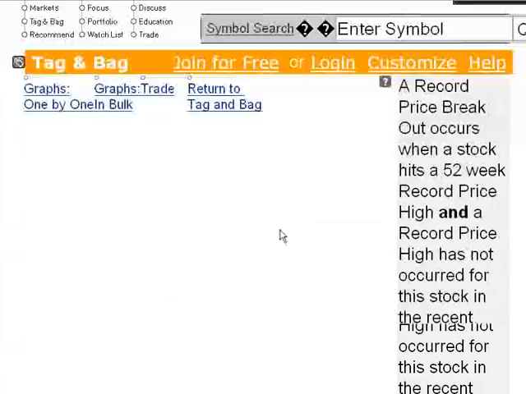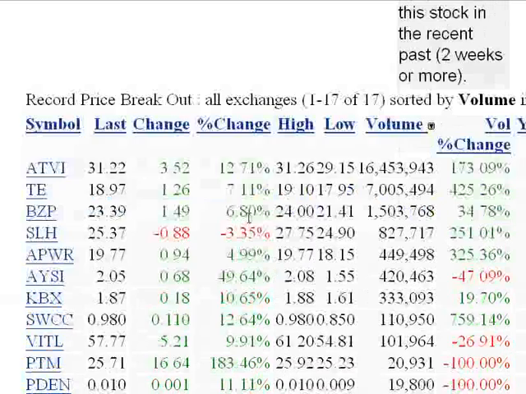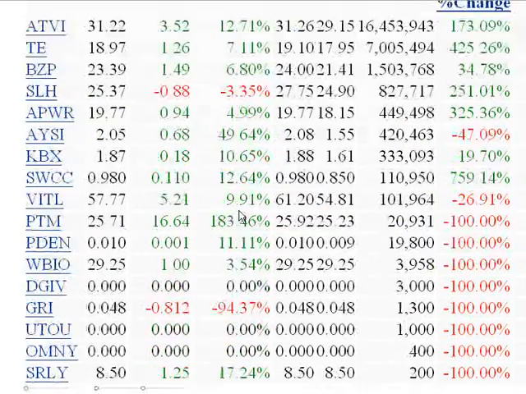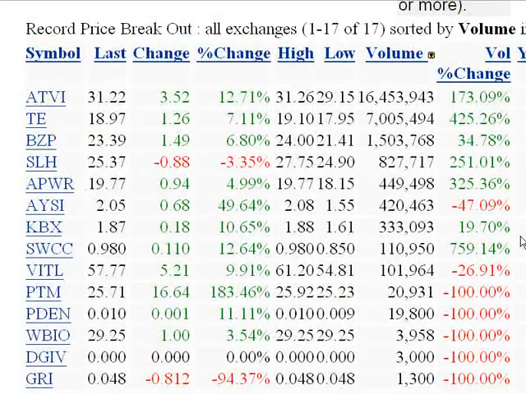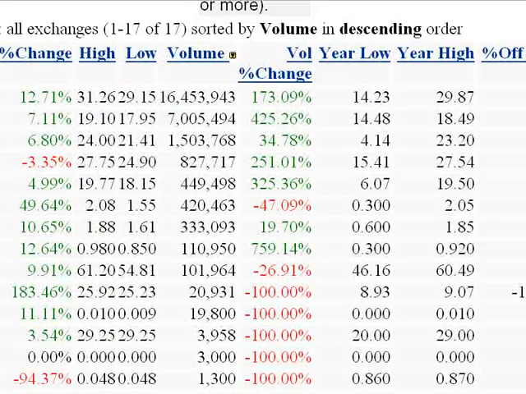And the great thing about ClearStation is almost all the information you need for finding the stocks that meet our 3 different points is sitting right here. Obviously all these stocks are record price breakouts, and then in this column all the way to the right, I'm going to scroll it over, you can see here where it says volume change.